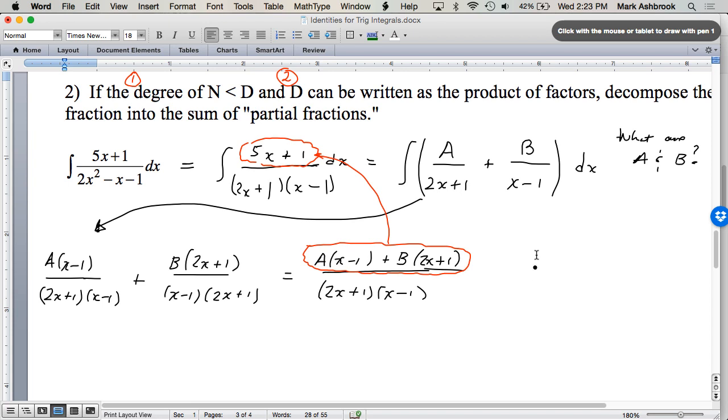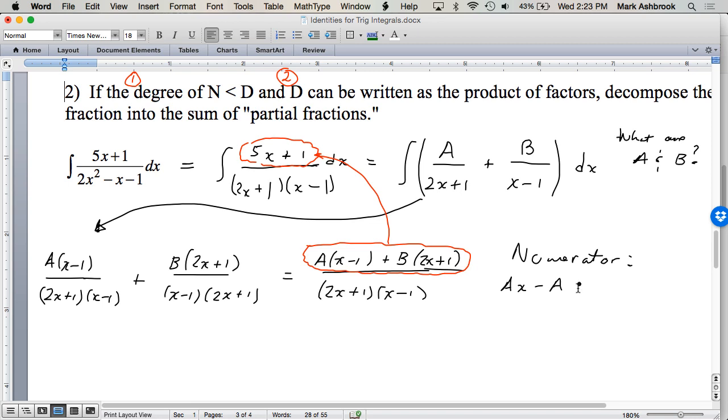So here we go. We can just multiply out. I'm just going to take the numerator now, because the denominator is done. So just the numerator would be ax minus a plus 2bx plus b equals 5x plus 1. If I lose you, please ask. Did I lose anybody? See what we're doing? Okay.